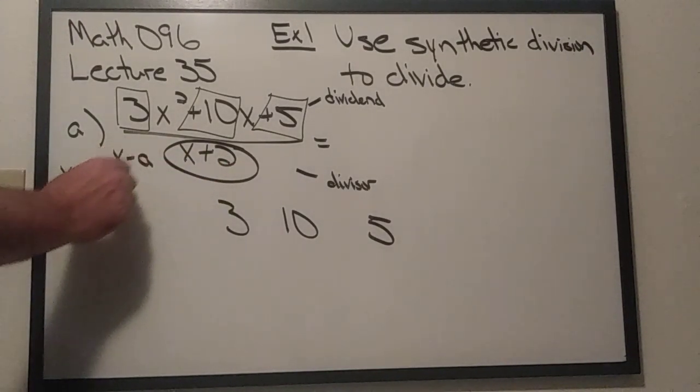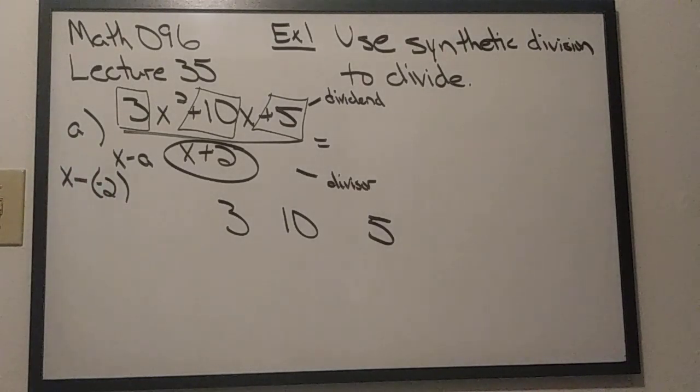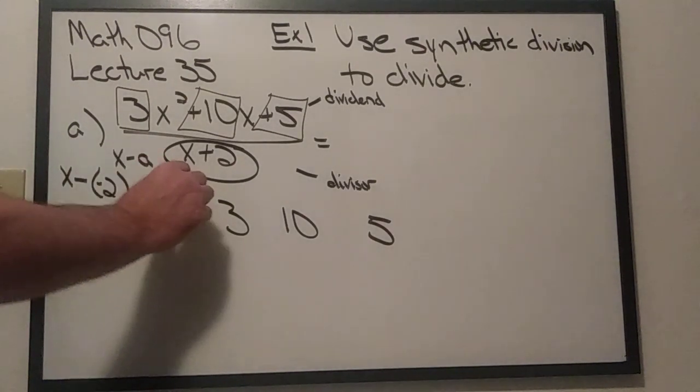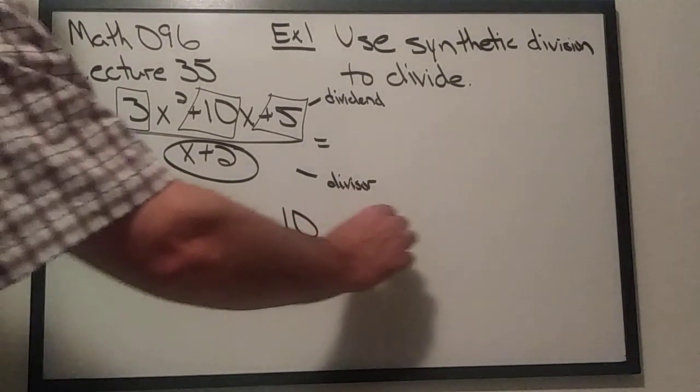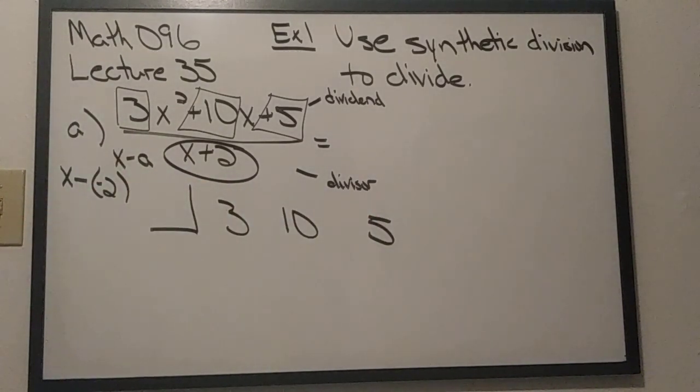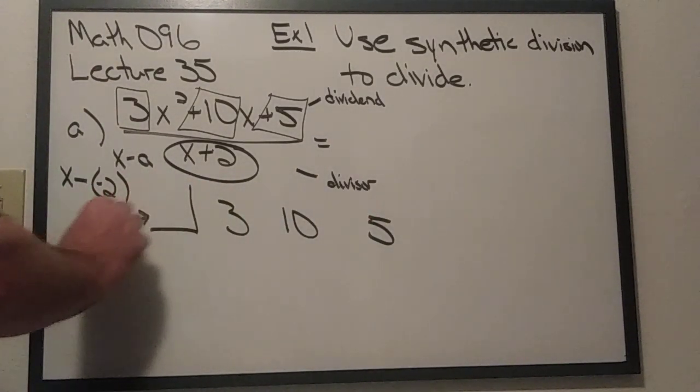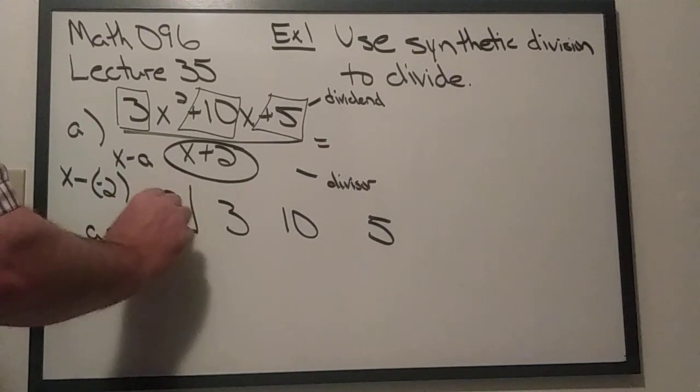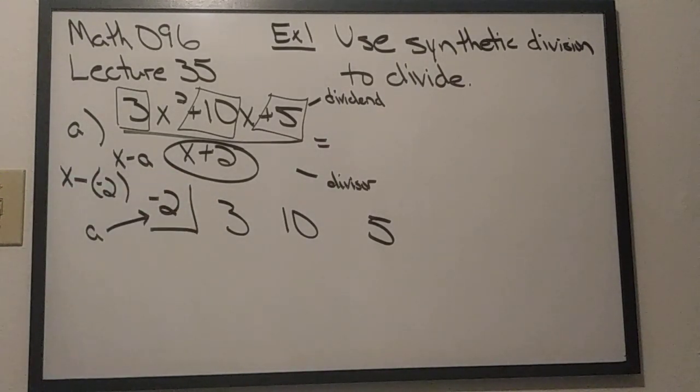And when I do this then, my a value, the number after the subtraction symbol, is going to be negative 2. So now that I know that then, I'm going to put a box next door to all of these coefficients that I just wrote down, and I'm going to put my a value into that box. And once again, my a value is negative 2.